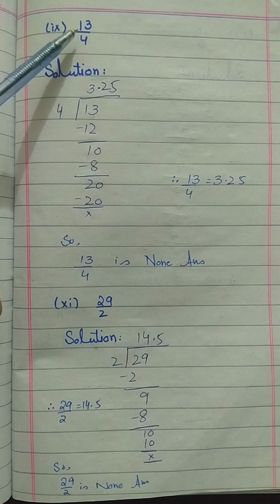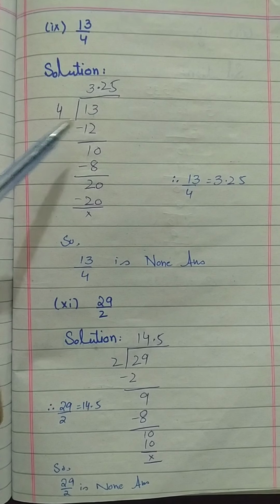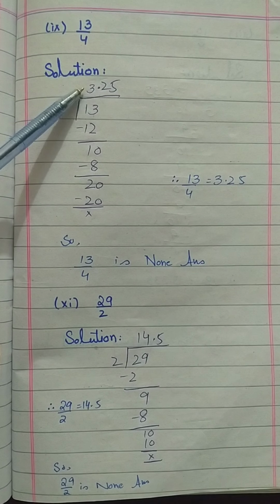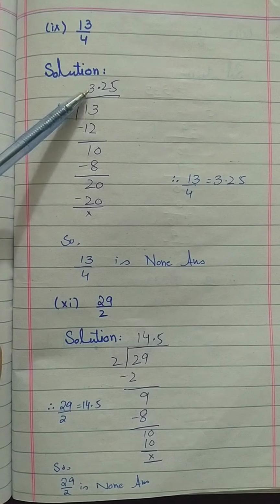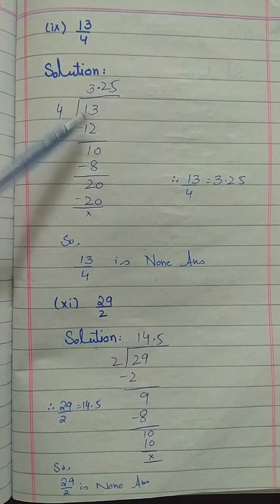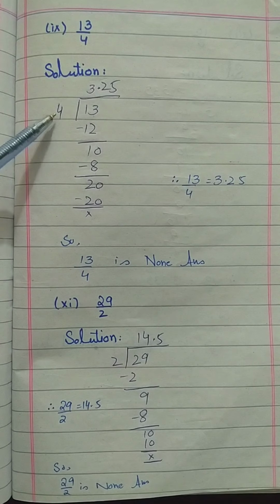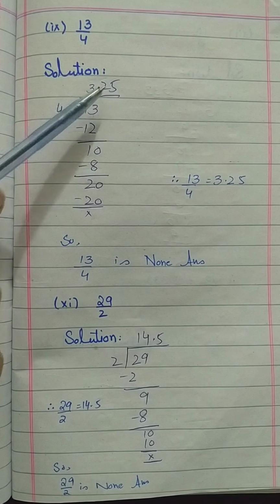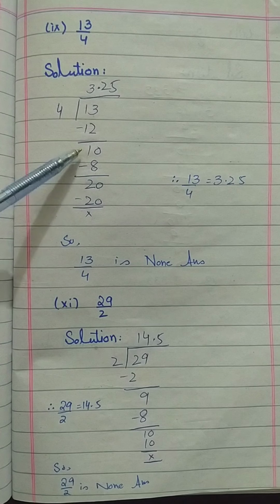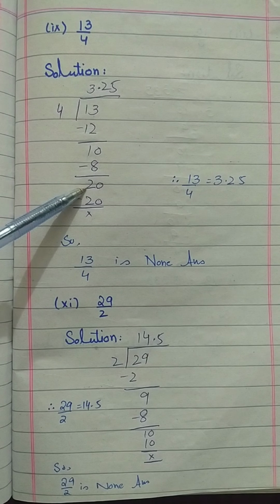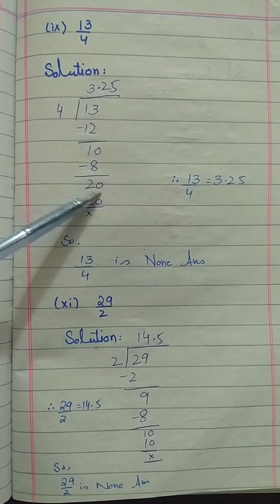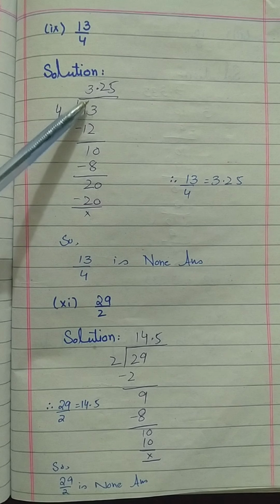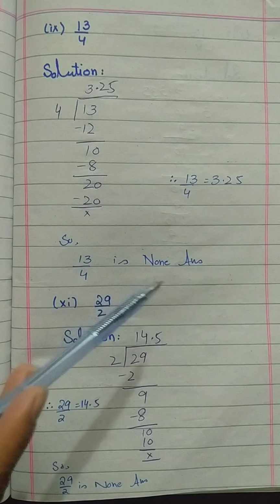The next question is 13 by 4. We divide 13 by 4. 13 is a greater value than 4, so there is no need to put 0 here. 4 3s are 12 and subtract 12 from 13, get 1. 1 is a smaller value than 4, so we put a point here to get 0. 4 2s are 8. Subtract 8 from 10, get 2. 2 is a smaller amount than 4, so put another 0 and the value becomes 20. 4 5s are 20. The answer is 3.25, so this is a non-repeating value.